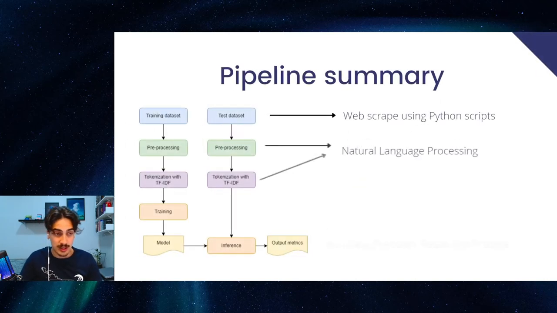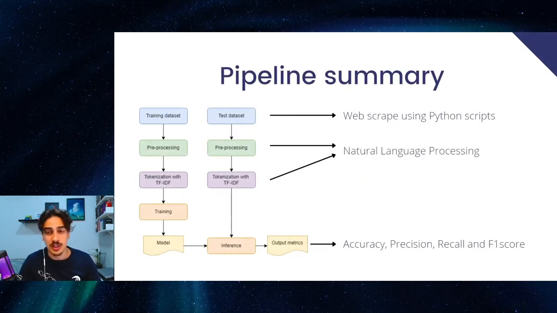Okay, so this is the pipeline summary of the machine learning process we did. We did a web scrape using Python scripts to compose the training data set and the test data set. The pre-processing and the tokenization with TF-IDF were part of the natural language processing step. Next, we have the training step, which produces an output, the machine learning model. And we can use the tokens from the test data set to make the inference, which is the step where we take the model, put some input data into it, and get some output metrics to check if we predict data in a good or bad way. We can get metrics like accuracy, precision, recall, and F1 score.